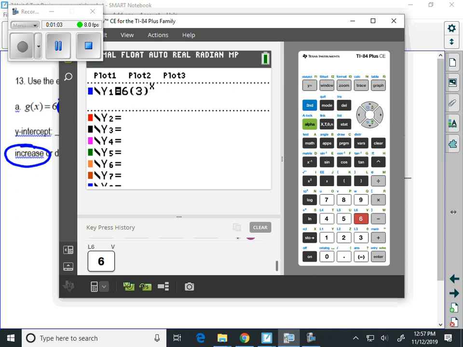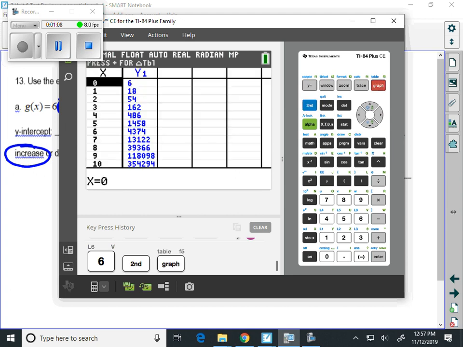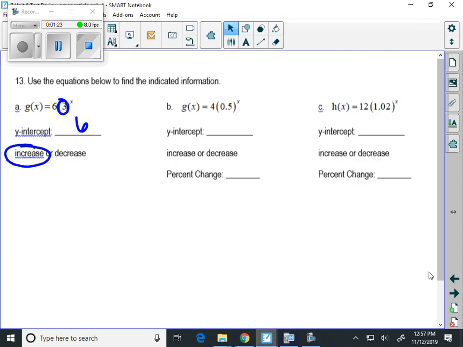But once we get it typed in correctly, if we go to the table, which is second, and then the graph button, 0, 6, the first value typically that comes up on your screen is what the y-intercept is. So let the calculator help you answer the questions, in other words. But once you see that, you probably know the answer on letter B.